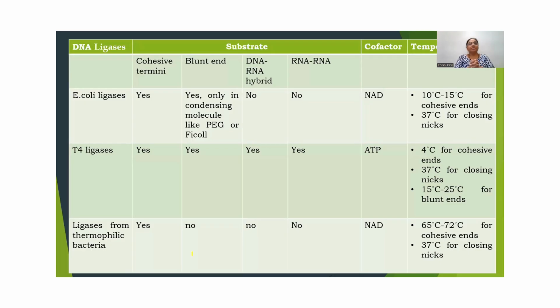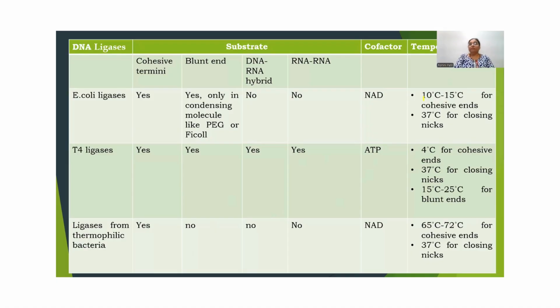Now coming to this chart, here there is the list of the DNA ligases which are used, the substrate of those DNA ligases, the cofactors which are required, and the temperature at which they show the reaction. The first one is E. coli DNA ligase. It can seal the cohesive termini effectively at a temperature of about 10 to 15 degrees Celsius.